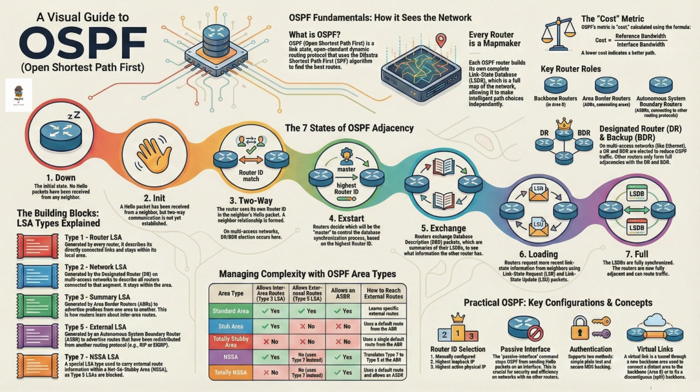State 3, Two-Way, is the establishment of mutual stable recognition. This is the first significant milestone. In Two-Way, the router sees its own router ID listed within the neighbor's hello packet. So it's mutual. It confirms that the neighbor knows it exists and has accepted the relationship parameters. They are now officially mutual neighbors.